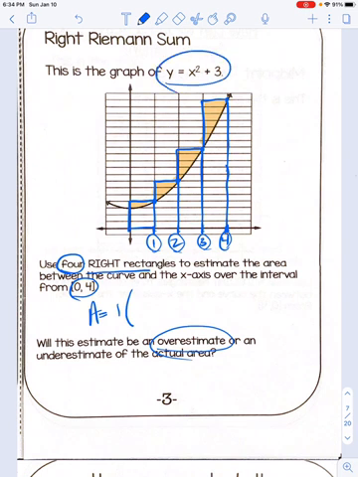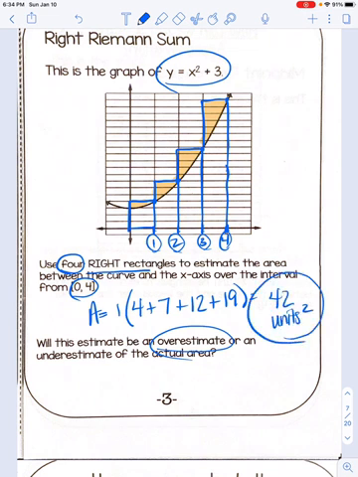So, and again, I'm just plugging into my function. So 1 squared plus 3 would be a 4. 2 squared would be a 7. 3 squared, 9, plus 3 is 12. 4 squared is 16. Plus 3 is 19. I got 42 units squared.